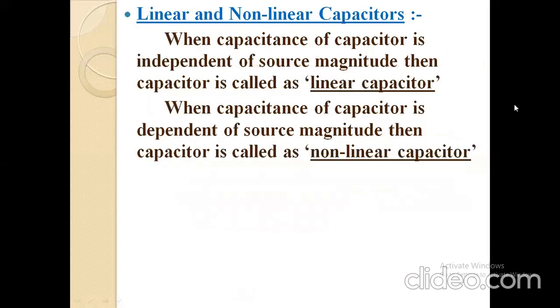Then the next topic of this point is the linear and non-linear capacitors. When the capacitance of a capacitor is independent of the source magnitude, then the capacitor is called a linear capacitor. Whereas when the capacitance of the capacitor is dependent on the source magnitude, then the capacitor is called a non-linear capacitor.